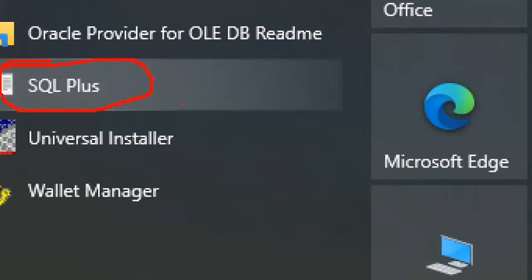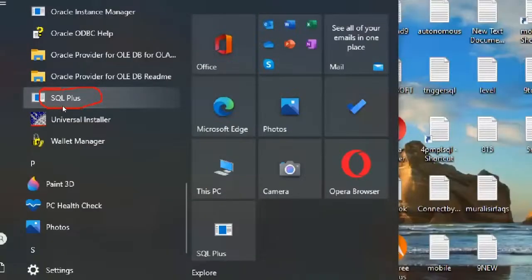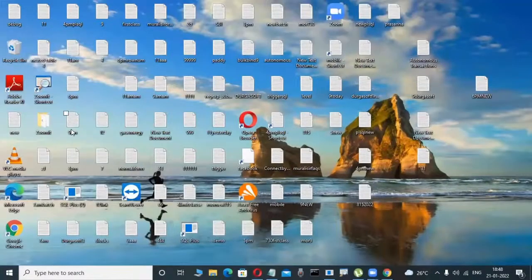Again, SQL Navigator is a tool. Toad is a tool. Those are all explicit GUI tools. But SQL Plus, you are not required to load. Once we load the Oracle software, that SQL Plus tool is automatically available.